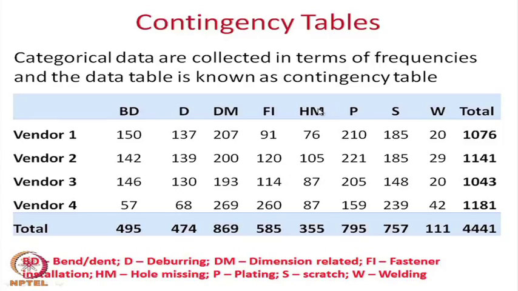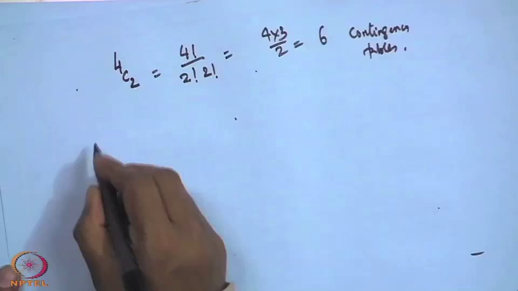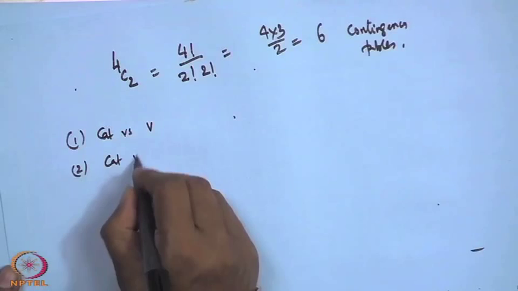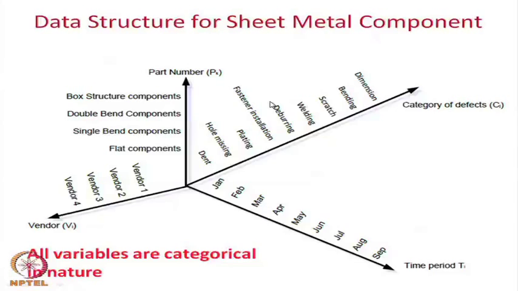So, this table is known as a contingency table. Now, you can generate similar contingency tables for the following. First one, we have done: category of defect versus vendor. Then category of defect versus part number.